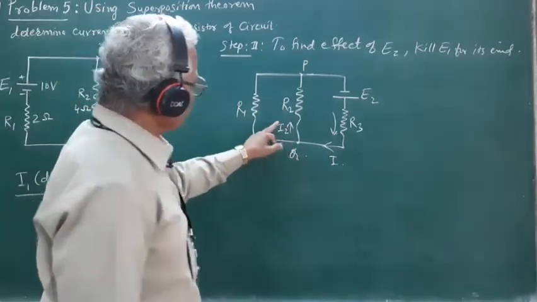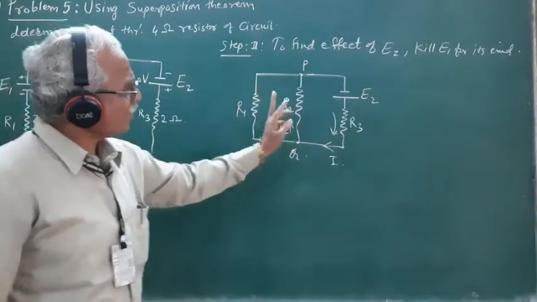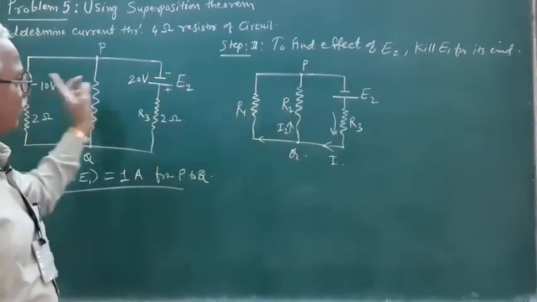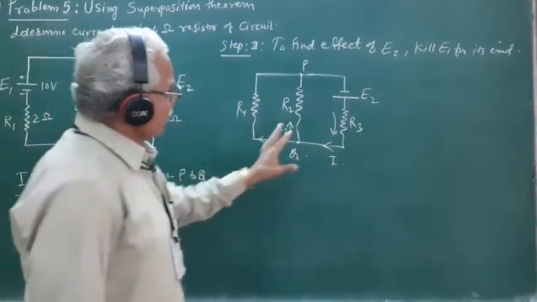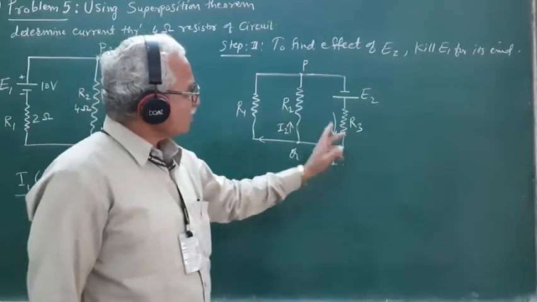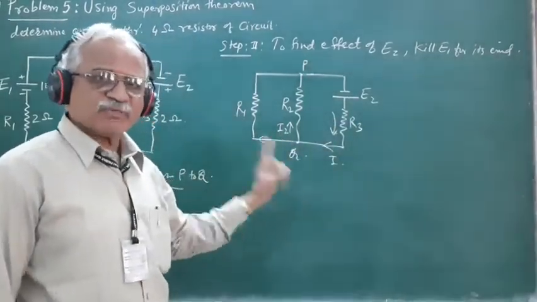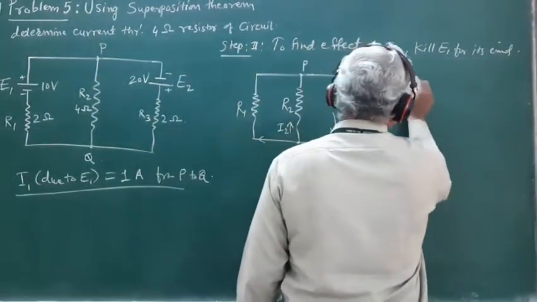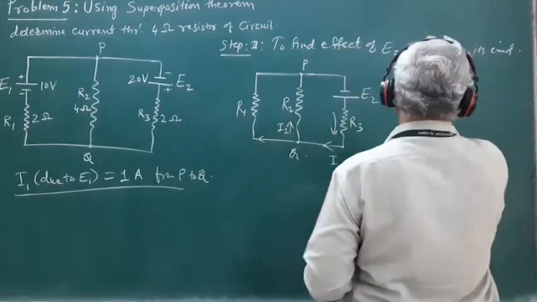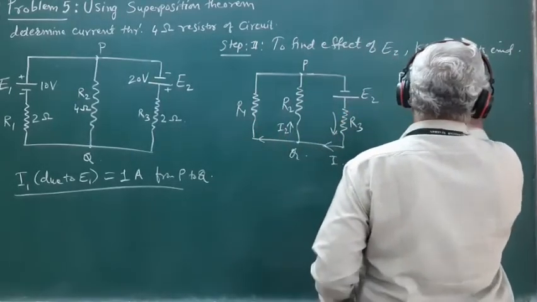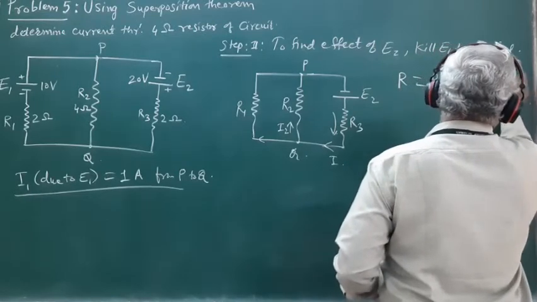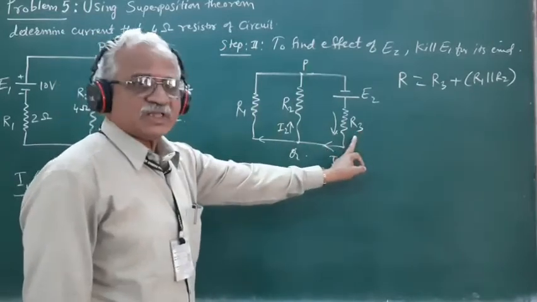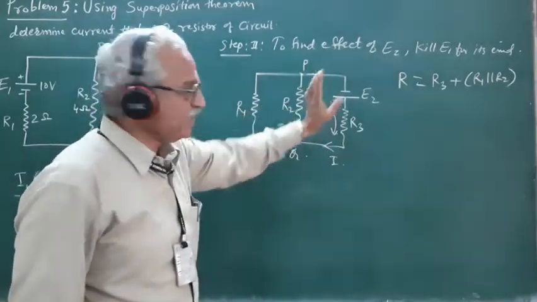So we want to find out this current I2 flowing through R2 due to E2, and for that purpose we have kept the source E1 replaced by its internal resistance. So in order to find the total current I drawn from the source E2, first we must know the total resistance of the circuit. The total resistance R of the circuit is equal to R3 plus R1 parallel R2. The parallel combination of R1 and R2 is connected in series with R3 across the source E2.